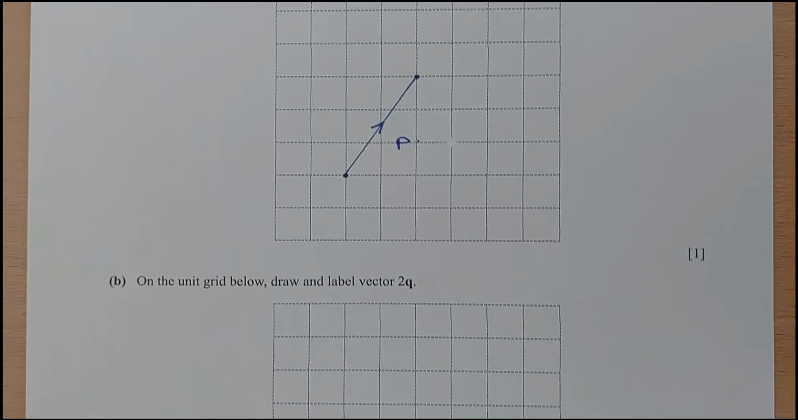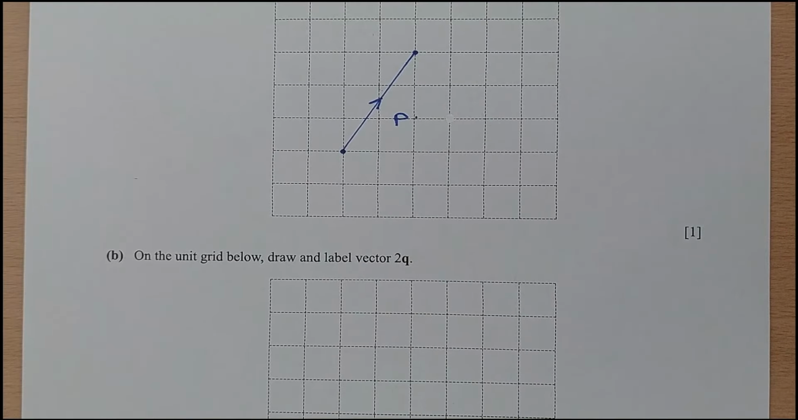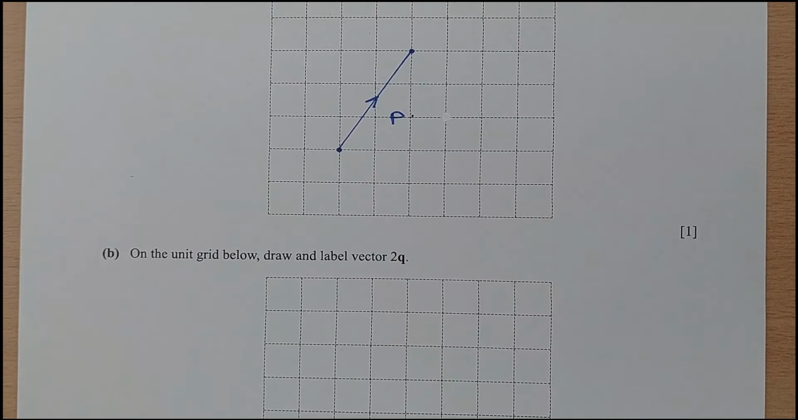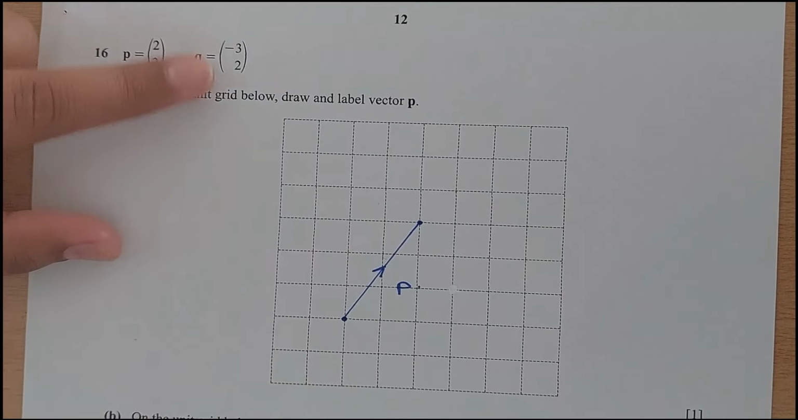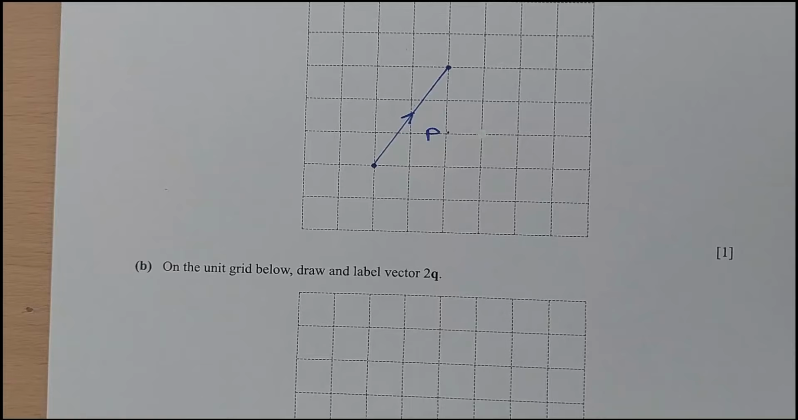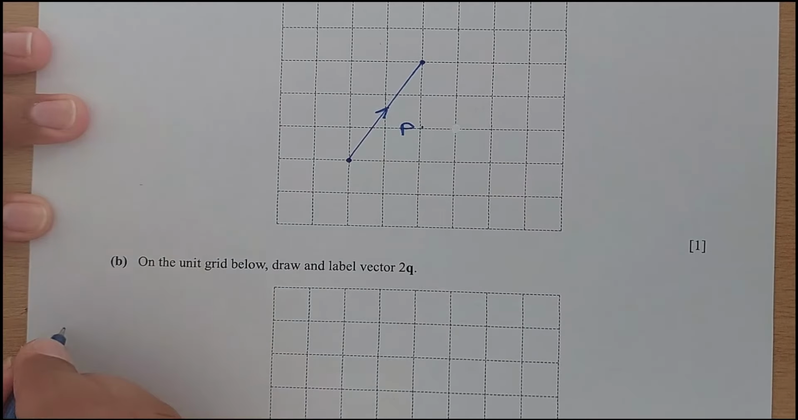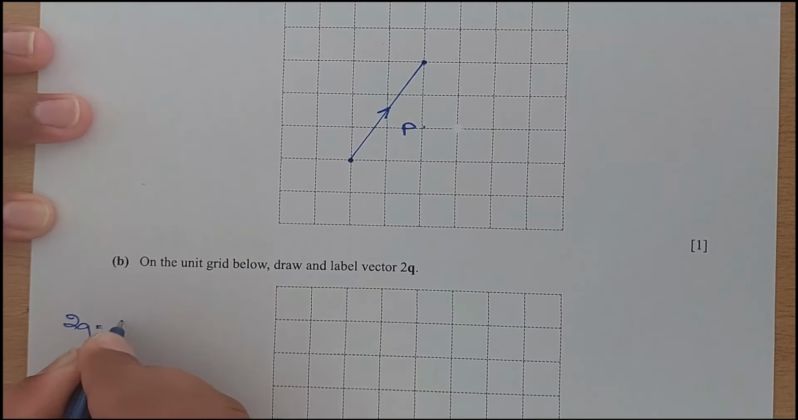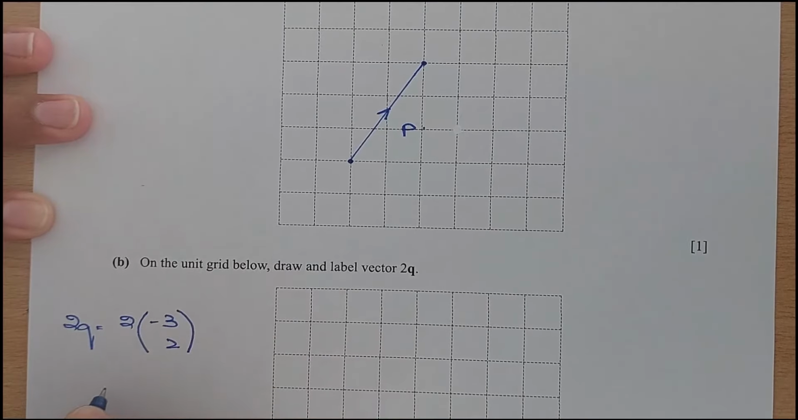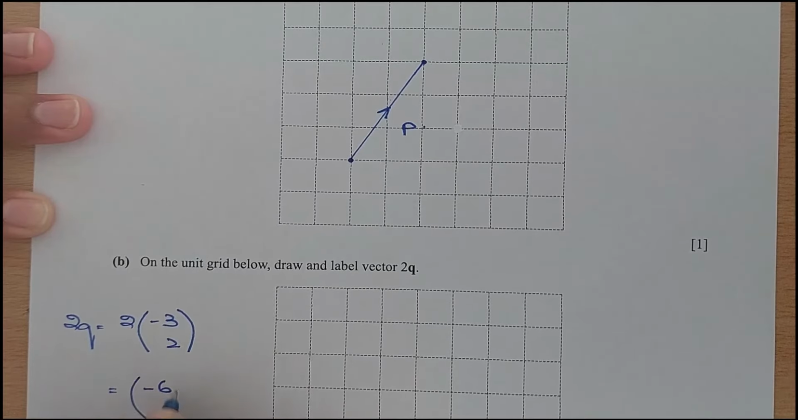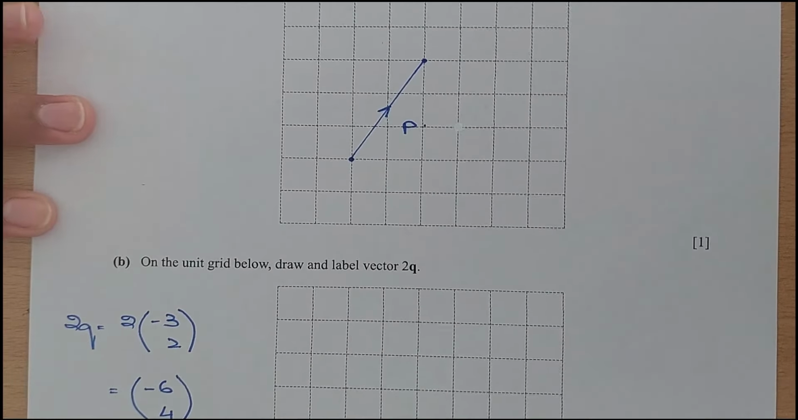Right, now for part B, on the unit grid below, draw and label vector 2q. So we have a q that is negative 3, 2. So let me multiply it by 2. So first we need to find what is 2q. That is 2 times negative 3 and 2. So 2 times 3 is minus 6 and 2 times 2 is 4. It means 6 units to the left and 4 units up.